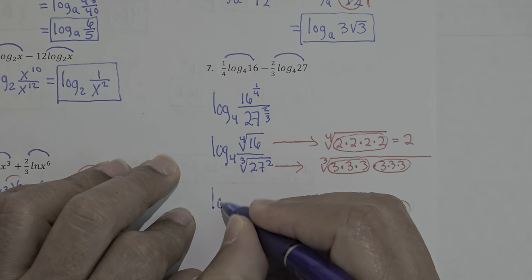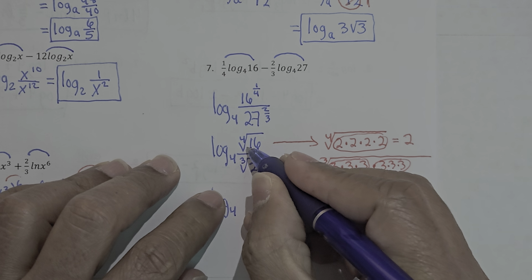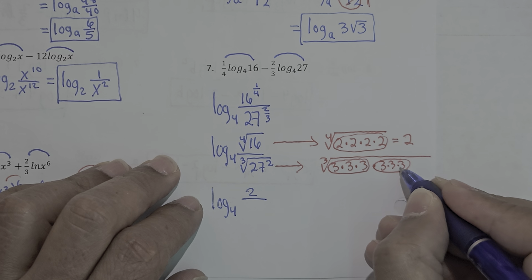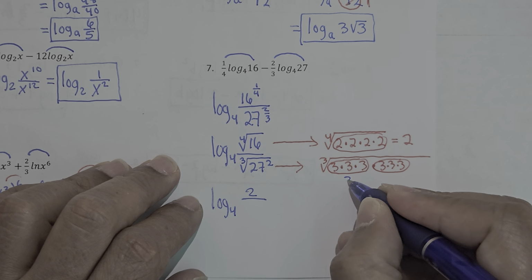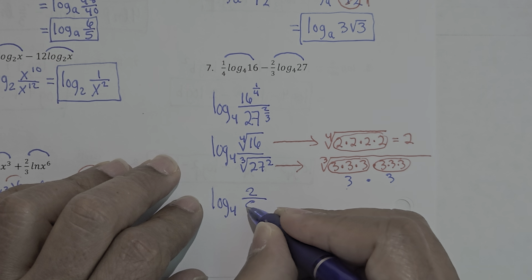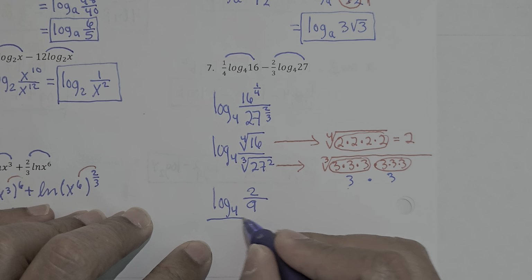So then this simplifies to log base 4, the 4th root of 16 became a 2, over, this is 3 times 3, right? Because there's a 3 coming out from here, and another 3 coming out from here, so this is 3 times 3, which is 9. And that is all for this lesson.